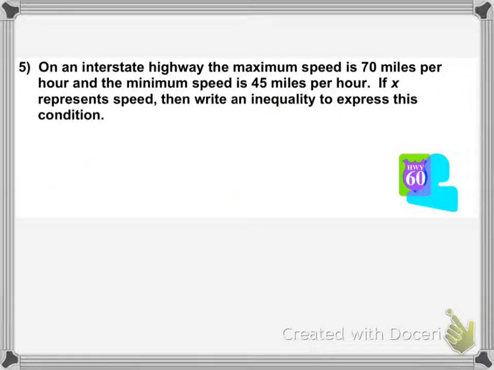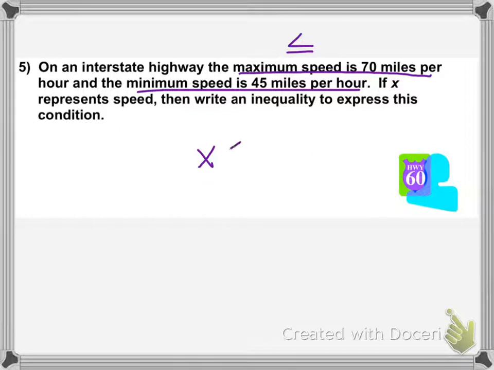This last example, we're not making an inequality to solve. We're actually going to be setting up a compound inequality. Here's what it says. On an interstate highway, the maximum speed is 70 miles per hour and the minimum speed is 45 miles per hour. If x represents speed, then write an inequality to express this condition. If you recall back on number 7, that was also a compound inequality. We're going to have something on either side of x that represents the speed that he needs to stay between. Maximum is less than or equal.